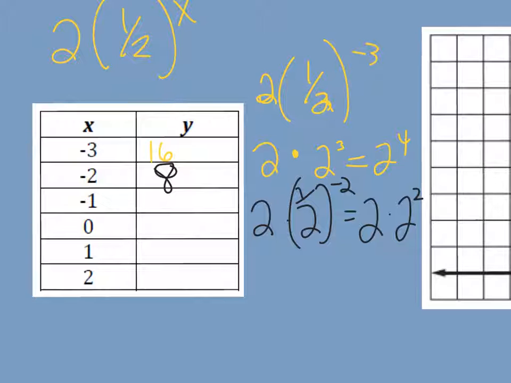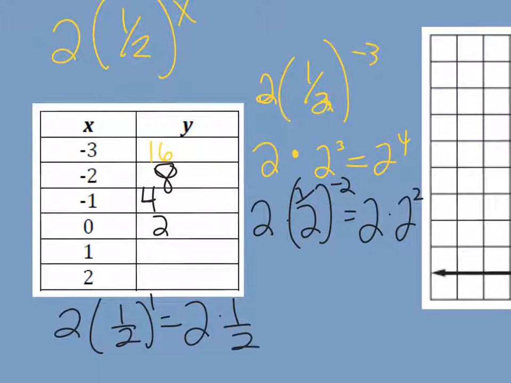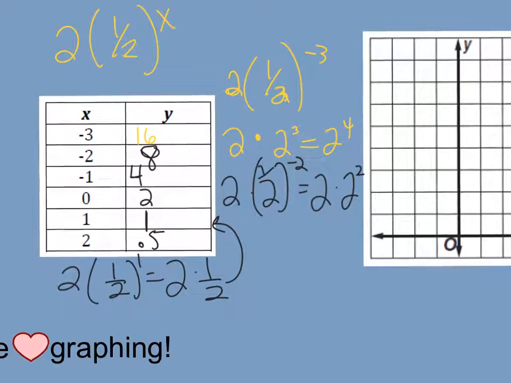Then the pattern will keep going. This will be 4, 0 will be 2. Now when I get to 1, that'll just be 2 times 1/2, which should just be 1. And then when I get to 2, I'm at 0.5. So I can start to think about what this is going to look like on the graph.